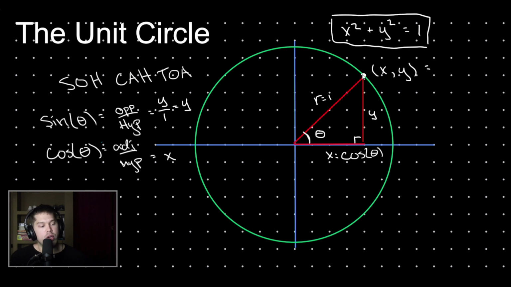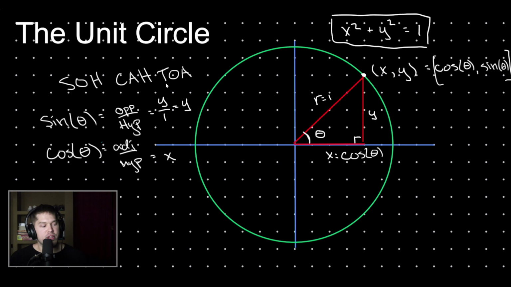Therefore, any coordinate on our unit circle can be thought to be cosine theta, comma sine theta. This cosine theta, sine theta is the coordinate point for any location on our unit circle.